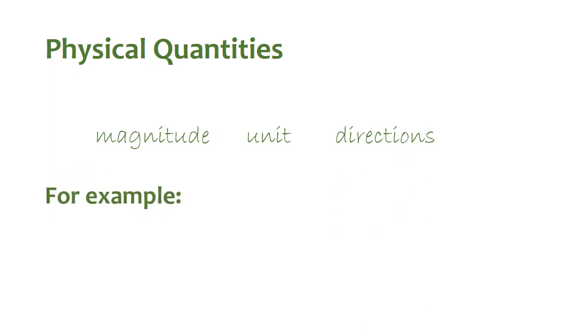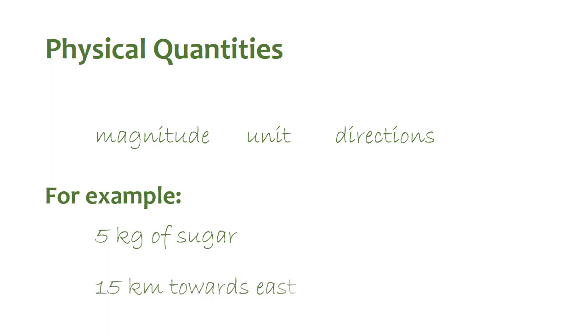To know about scalars and vectors, you must have the knowledge for describing a physical quantity. To describe a physical quantity, you need magnitude and unit, sometimes directions. For example, you went to buy sugar and asked a shopkeeper to give you a bag weighing 5 kg of sugar. Here 5 is your magnitude and kg is your unit.